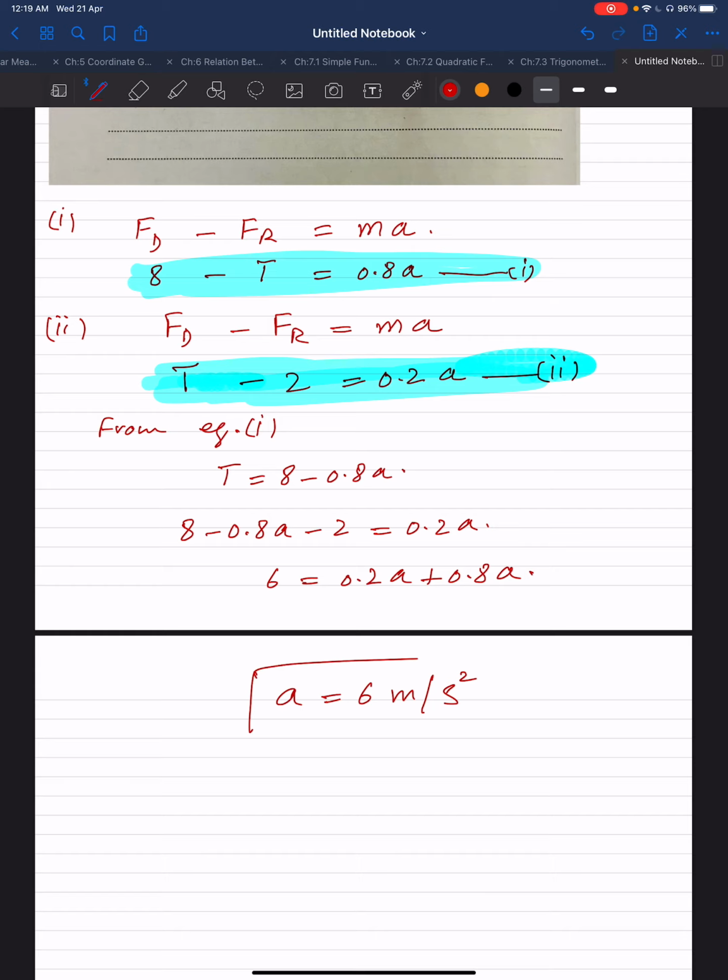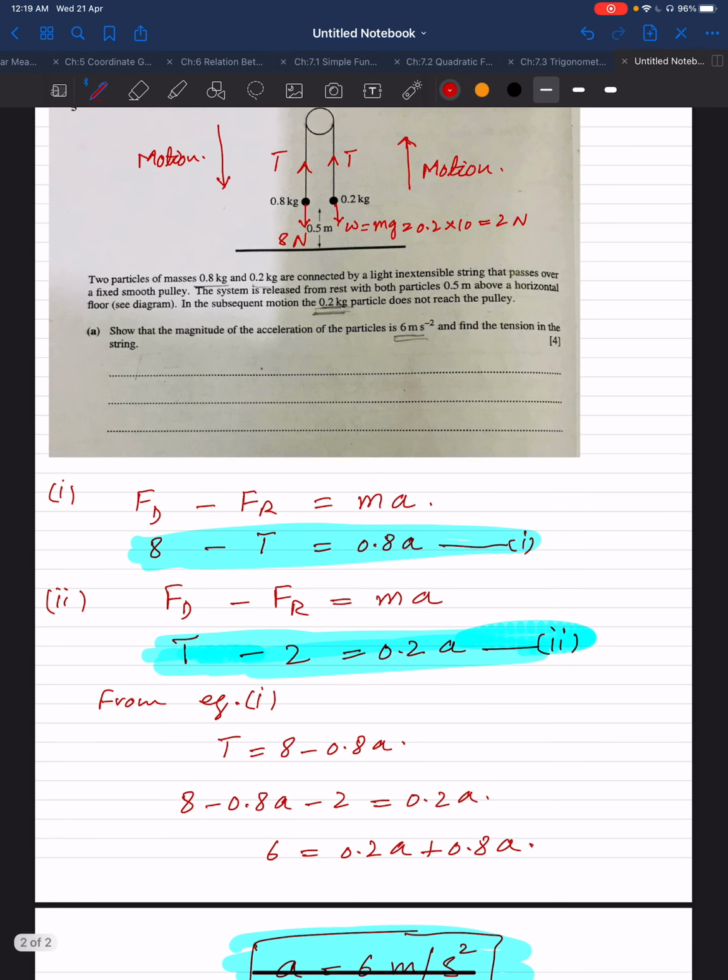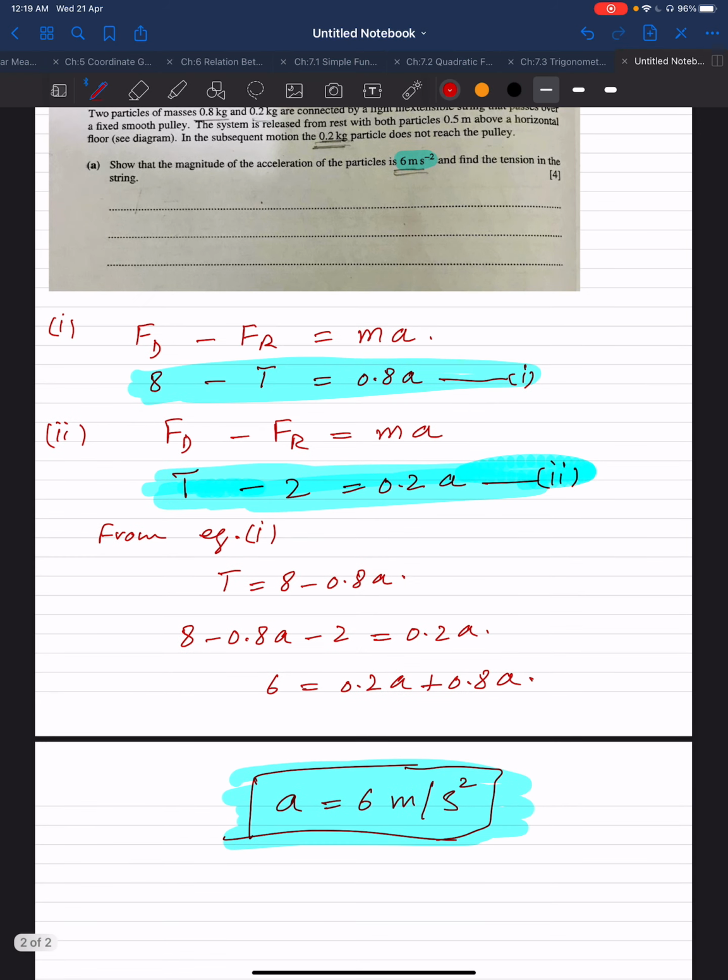So you got the acceleration of the motion, that is 6 meters per second squared. As you were given the answer, it becomes easier for you to compare your answer and say, yes, I've got the correct answer. You were supposed to show your answer, so you have shown it.